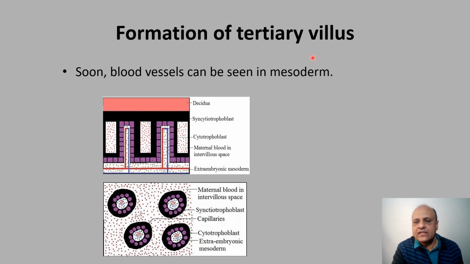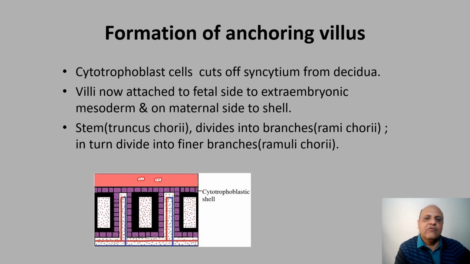So how is the tertiary villus formed? This is formed by day 16 after fertilization, when blood vessels can be seen in the mesoderm. So fetal blood vessels are seen here now, and if I take a section now, I will have a central core of mesoderm containing the fetal blood vessels, surrounded by cytotrophoblast, surrounded by syncytial trophoblast, and these tertiary villi are lying in the maternal blood. So this is the structure of a tertiary villus.